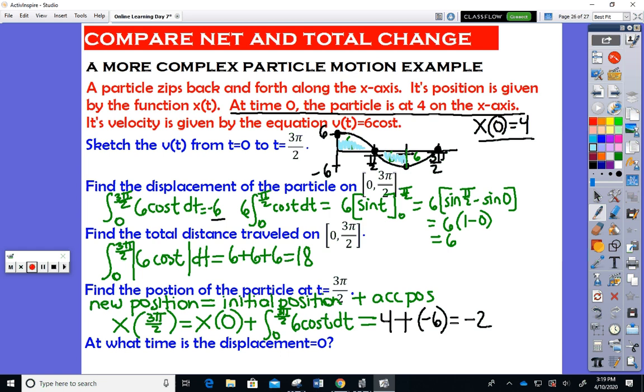So when is the displacement 0? Let me say at t equals pi. Okay, so that's when the amount that it's traveled to the right, which is represented by positive area under the curve, equals the amount that it travels back to the left, which is represented by negative area under the curve.